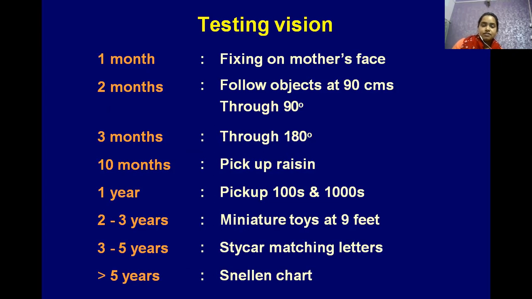Testing vision: at 1 month, fixing on mother's face. At 2 months, follow an object at 90 centimeters through a 90-degree angle. At 3 months, through 180 degrees. At 10 months, pick up raisin. And at 1 year, pick up hundreds and thousands. At 2 to 3 years, miniature toy at 9 feet. At 3 to 5 years, matching letters. And more than 5 years, Snellen chart.